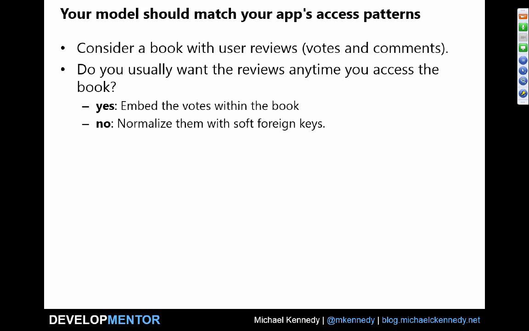So you want to think about whether or not you typically need those reviews with your book. And if the answer is yes, most of the time you're going to want them anyway, well, you should put them into the book so that way when you pull it back, you kind of have everything you need. You don't have to go back to the database. On the other hand, if you typically don't need them, like if only when you're on the book page itself you have the reviews, but everywhere else where you have like the list of books and the number of books in the category and all these types of things, you're not interested in the reviews, then maybe you put them outside and you link back to them with what I'm calling soft foreign keys.